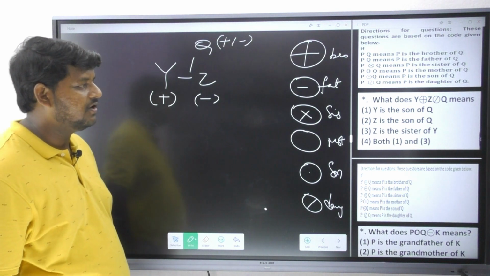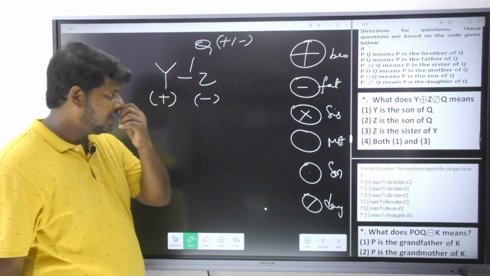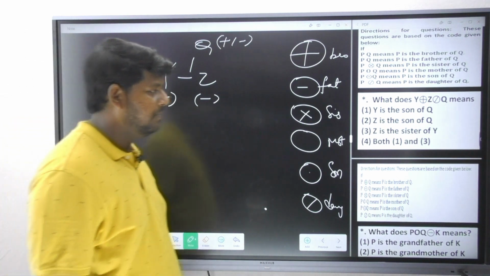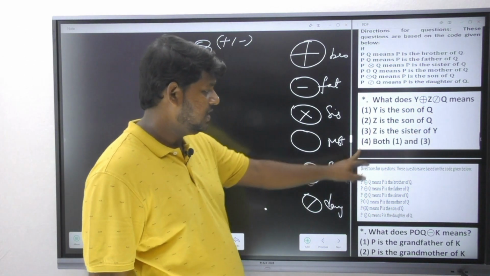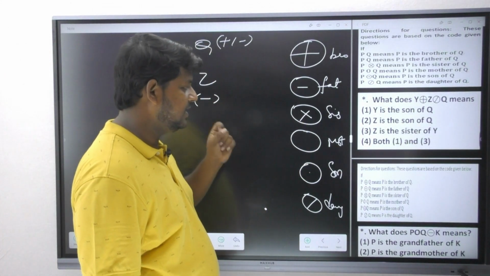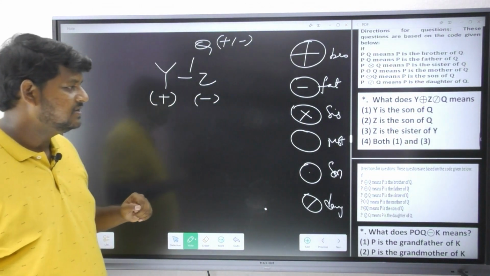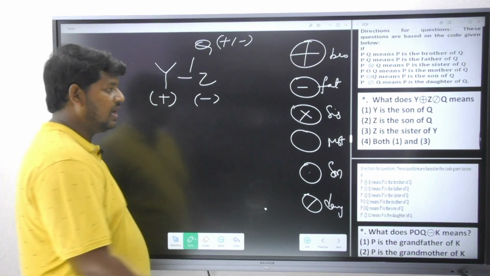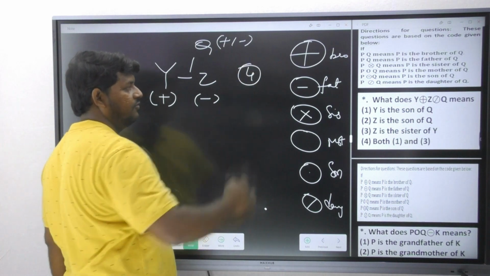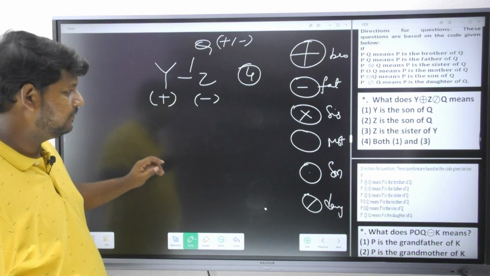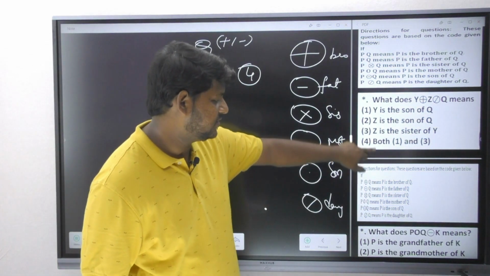Y is the son of Q. What is the first option? Y is the son of Q. Yes, that is definitely correct. But you cannot just mark your answer as 1, because in the fourth option we have got saying it as 1 and 3. Let's go with the 3 as well. Z is the sister of Y. Yes, that is also true. So answer is option number 4. Answer is what? Option number 4. Correct? Now let's move on to the next question.